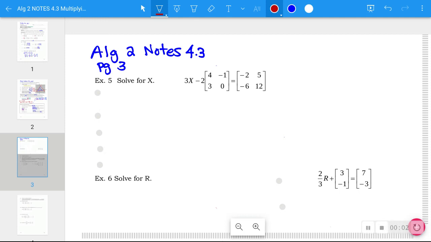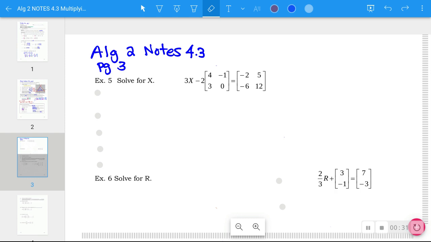Okay, welcome back to the Algebra 2 notes for section 4.3. We're on page 3 this time. So what we're doing in this case is solving for this variable x, and you'll notice that a capital X, an uppercase X, is used. That means that our answer that we're looking for will be a matrix. So we're going to have something with brackets around it when we're done.